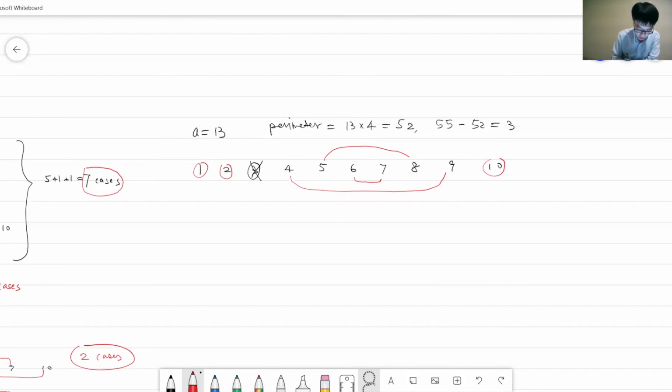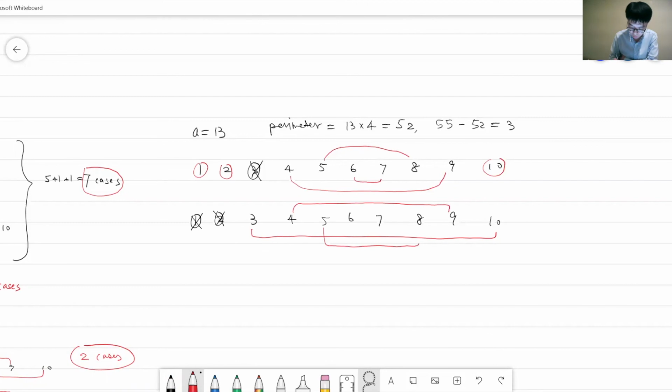And then there's another way to remove sticks. We can just remove 1 and 2, because 1 plus 2 equals 3. And then let's see if the rest of the sticks can be used to form a square. And it is possible. 3 plus 10 equals 13. 4 plus 9 equals 13. 5 plus 8 and 6 plus 7. So we have another square-friendly set. So for A equals 13, we have two cases.